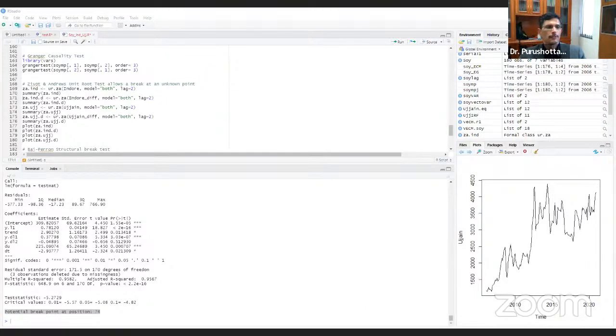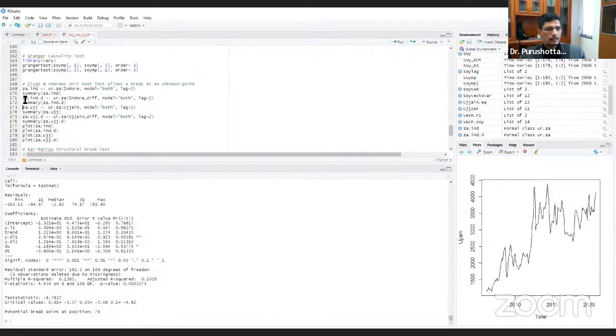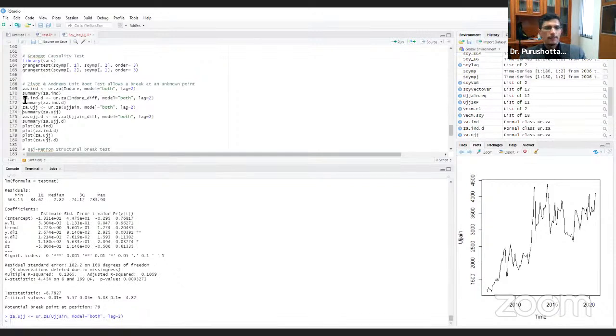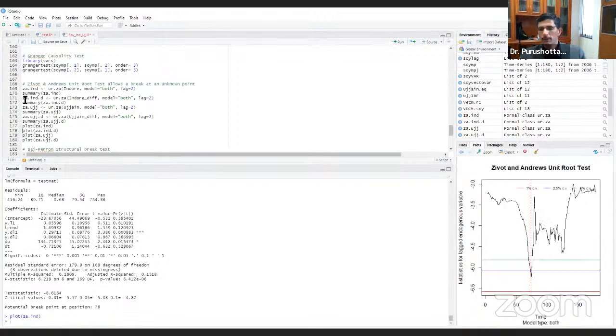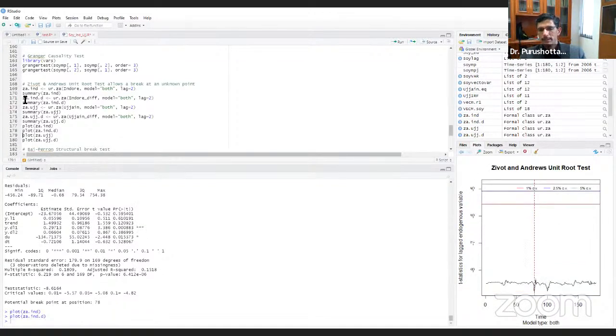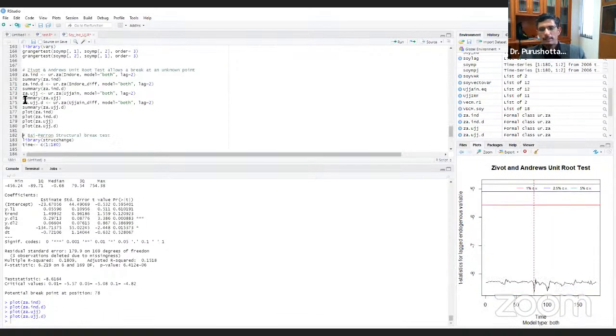extension. 74 is, okay, this one is March 12, okay. Similarly in Ujjain, 79. Ujjain difference, we are going to plot these two, the difference series and the level series.